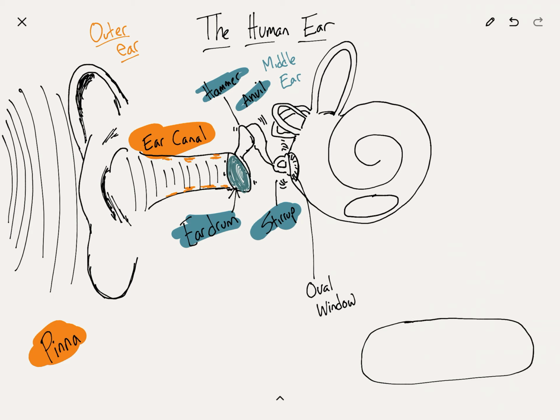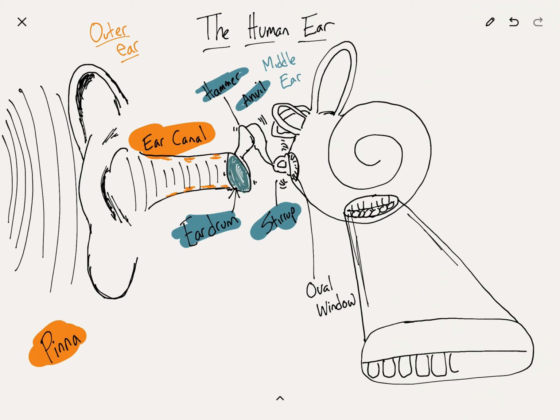So let's do a little zoom out here. So we're going to take this little section right here, and we're going to zoom it out like this, okay? So instead of seeing something like this, okay, you're going to see it much clearer. Each of these little cells that line the inside of the cochlea have a hair attached to them. And they are called, believe it or not, hair cells.